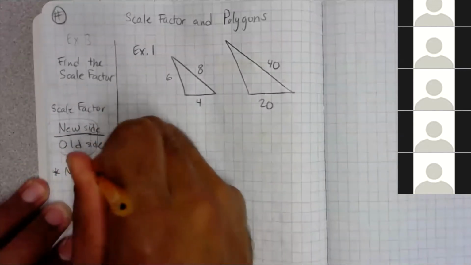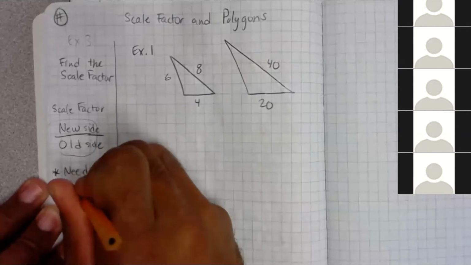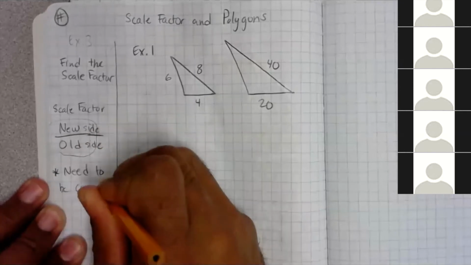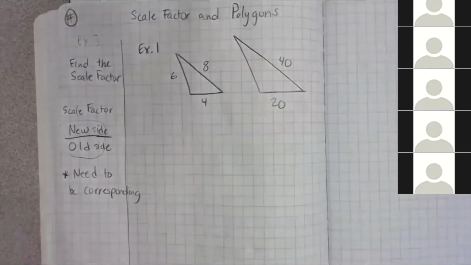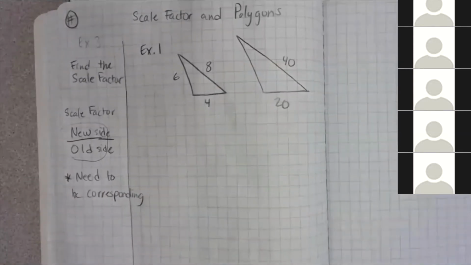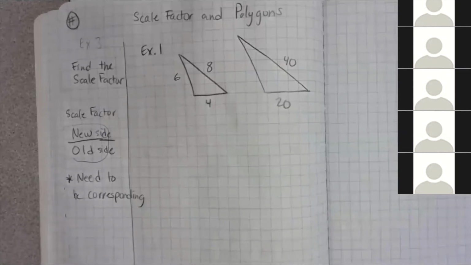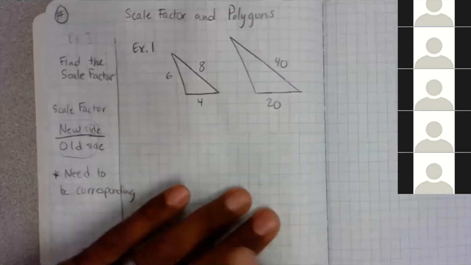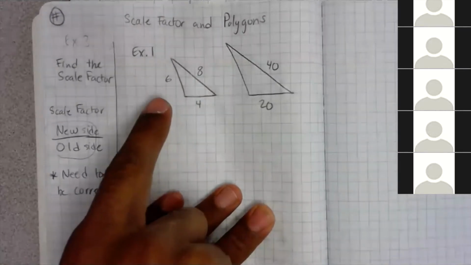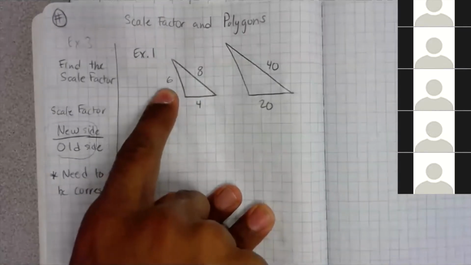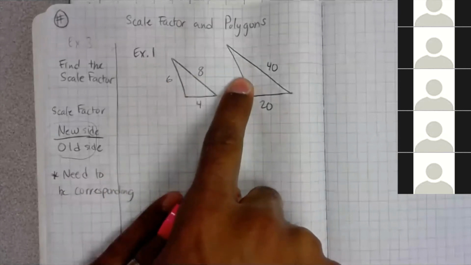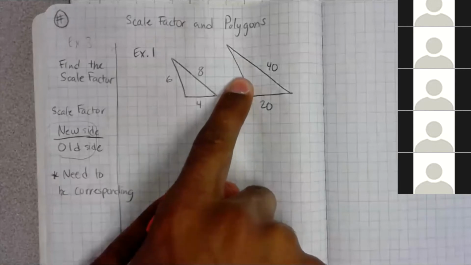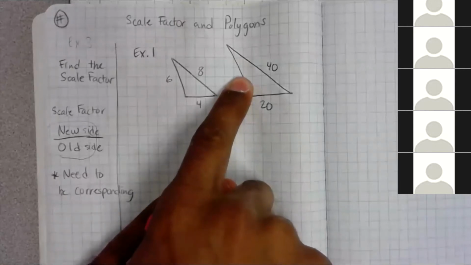So we'll say the sides need to be corresponding. I ran out of room there. Okay, so in other words, you've got to find the sides that match the other side of the second shape. So if I'm looking at, let's say, the 6, which side corresponds to the 6? Well, that would be this side. But there's no number there that corresponds with 6, so I can't use that.